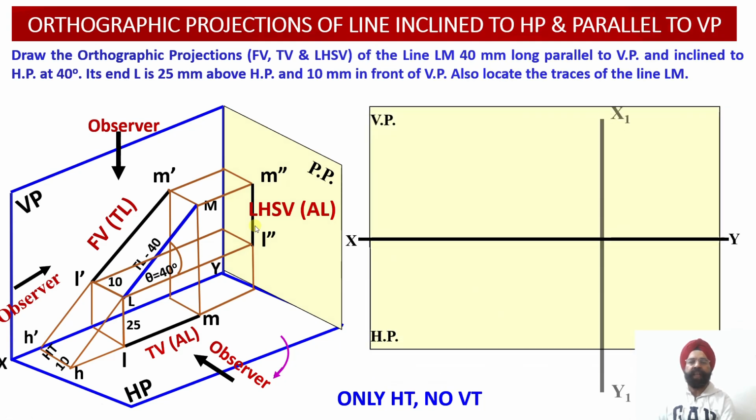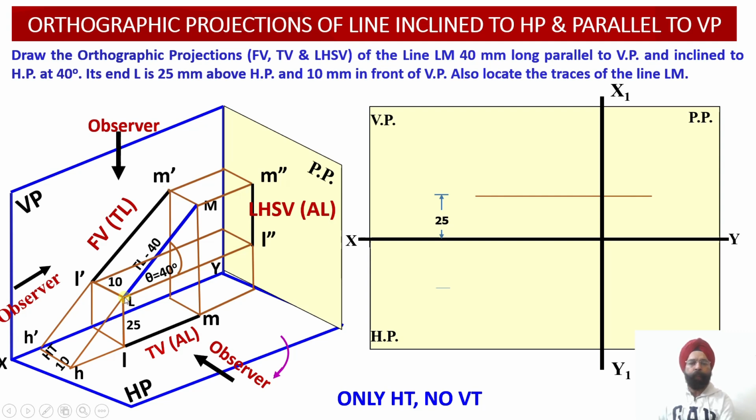Now let us proceed to evaluate the 2D orthographic projections corresponding to this particular line LM over here. Now we know that since this line happens to be parallel to the vertical plane, first of all the first projections we are going to draw will be the front view projections. And another thing we remember is that in the front view we are going to obtain the true length projection corresponding to this particular line LM onto the vertical plane.